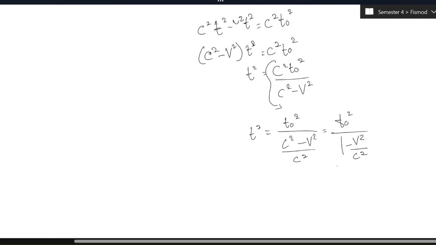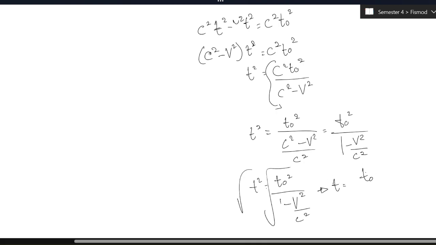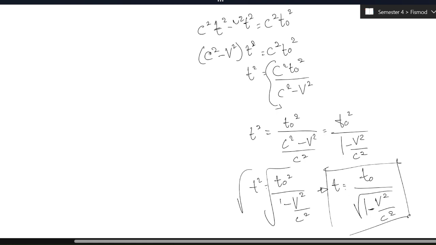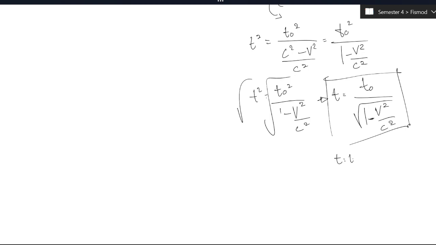Okay, so let's rewrite the last equation we've done. So we got T0 squared divided by 1 minus v squared divided by c squared. So we'll get this equation: T equals T0. Remember, we just take the roots of both sides, and the root of T0 squared is T0, and then the square root of the denominator would be just the square root of 1 minus v squared over c squared. That's it.